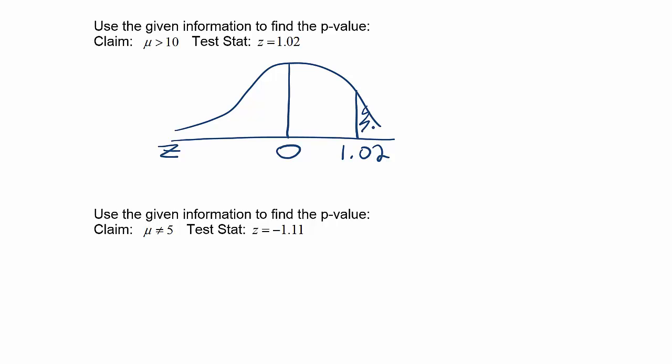Now, even if the test statistic was on the other side of the curve, because of the right-tailed test, we'd still find the area to the right of the test statistic. So it doesn't matter where the test statistic lands, it matters that it's a right-tailed test, and the rule is to find the area to the right of it. So let's go look up 1.02 on a z-chart. That's all we have to do, really.